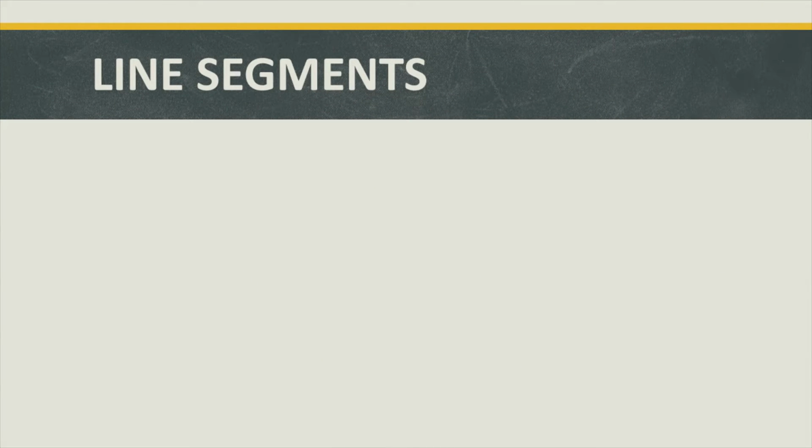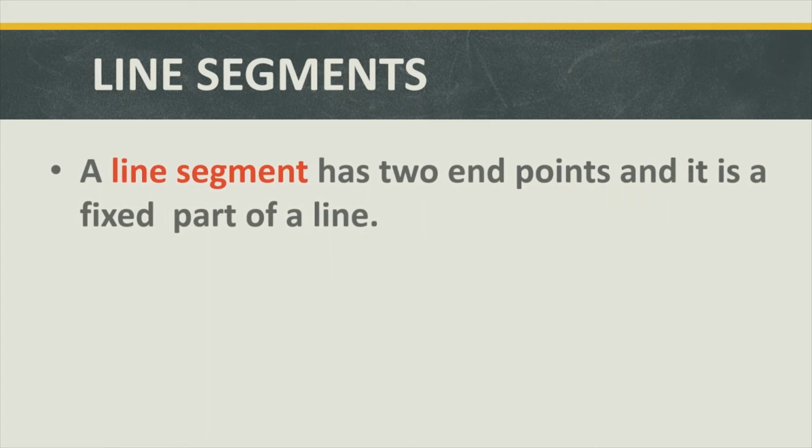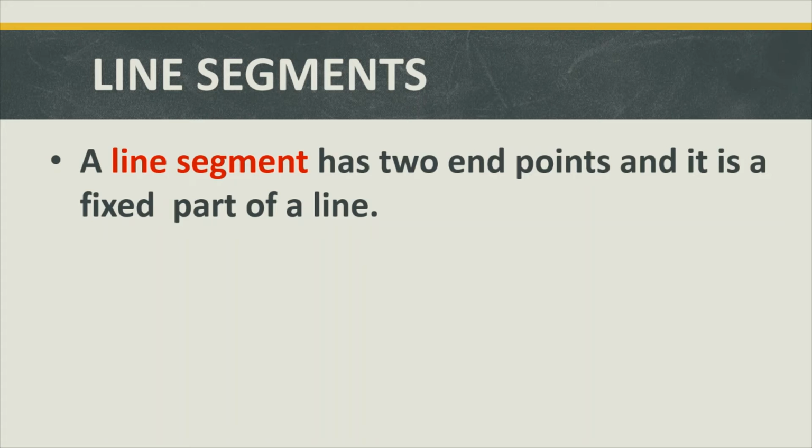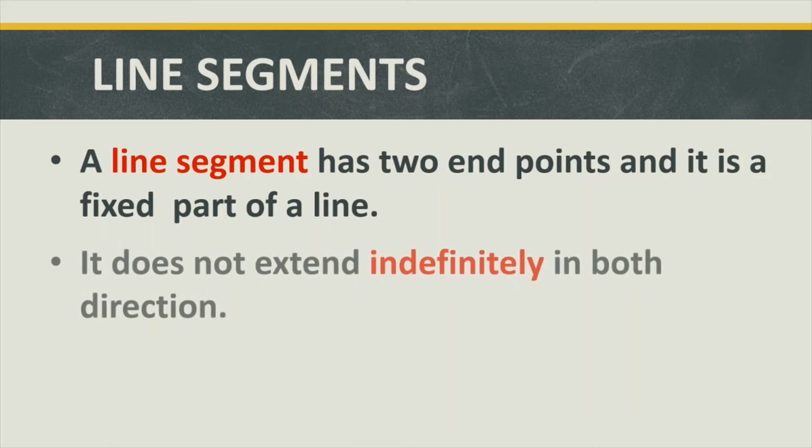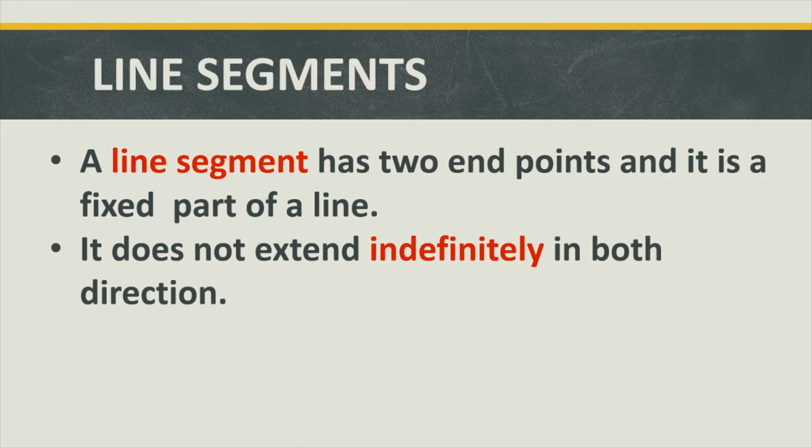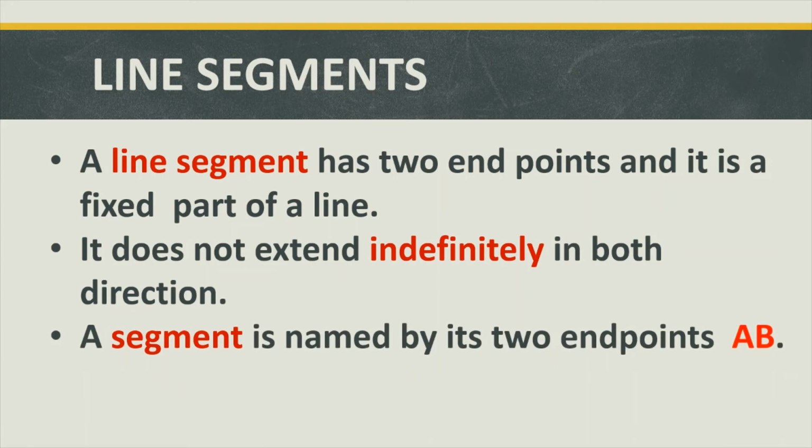Let's move on to line segments. A line segment has two endpoints, which are its starting point and ending point. You cannot stretch it out more, and it will not go forever in both directions. A segment is named by its two endpoints. For example, if it was made up of the points A and B, then the line segment will be called AB with the little line segment over it.